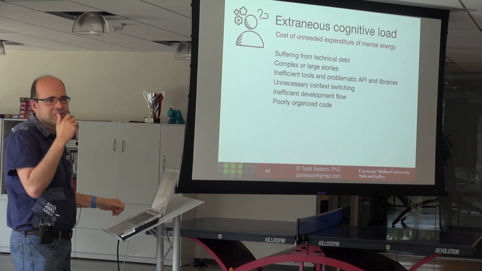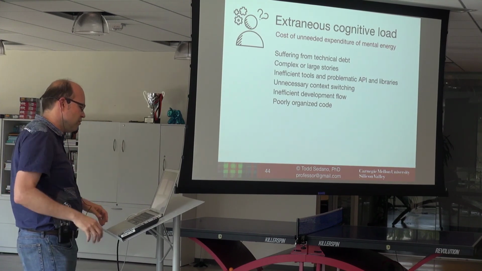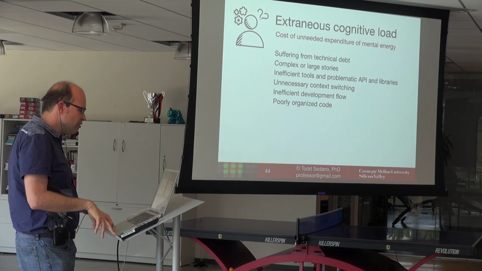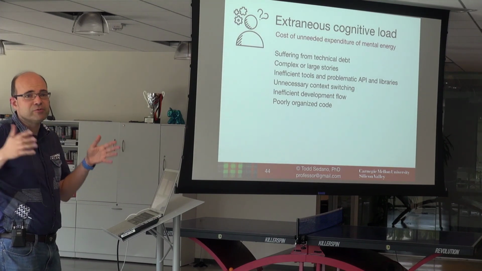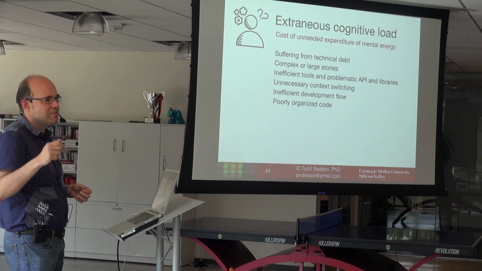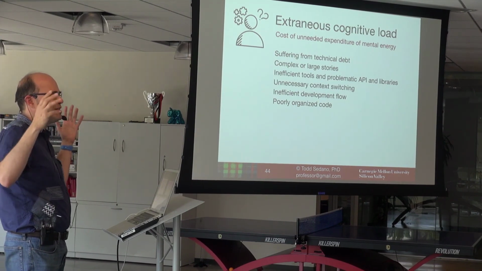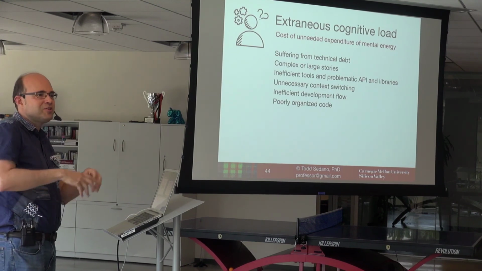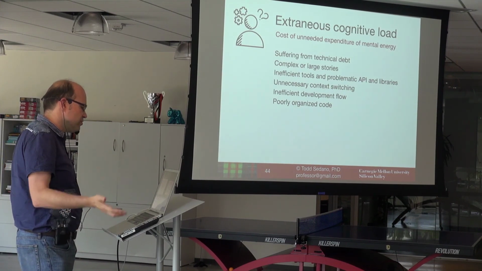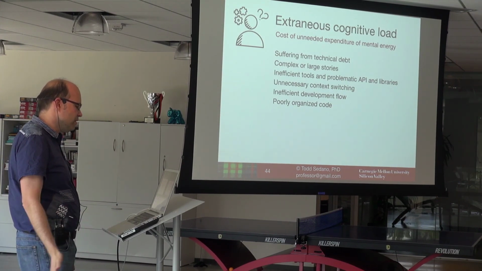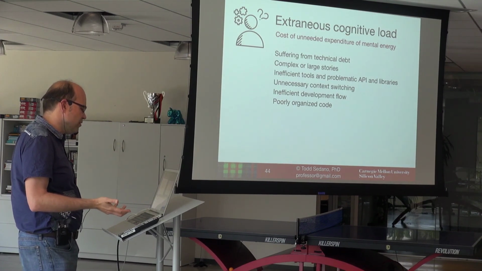So there might be a ton of technical debt in the code base, and you're trying to navigate around that technical debt, always trying to dodge it and figure out how to bolt on to the bolt on to the bolt on. There could be a complex or large story. One of the teams opened up a Google spreadsheet, and was literally putting in like 16 items down one axis and many columns down the other axis. And at some point, they said, hey, PM, can we simplify the business logic here? We're going to have to write so many test cases just to cover this one story. We're not sure if we're going to get it right. There's inefficient tools, problematic APIs, hard-to-use libraries, unnecessary context switching, inefficient development flow, and poorly organized code.